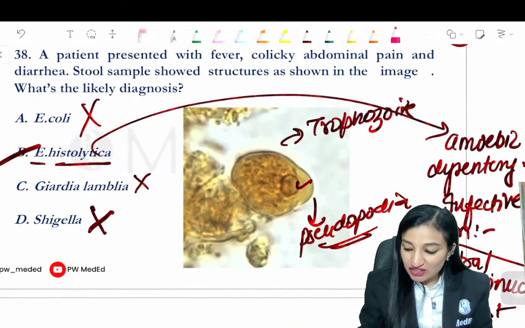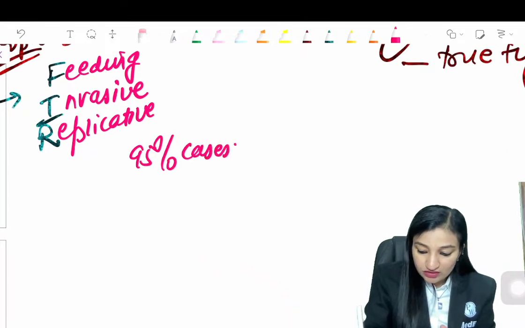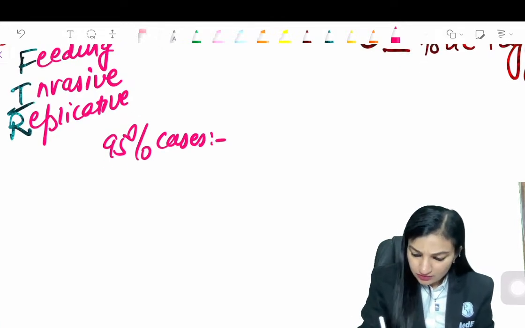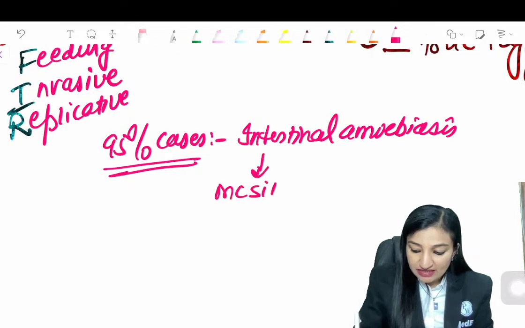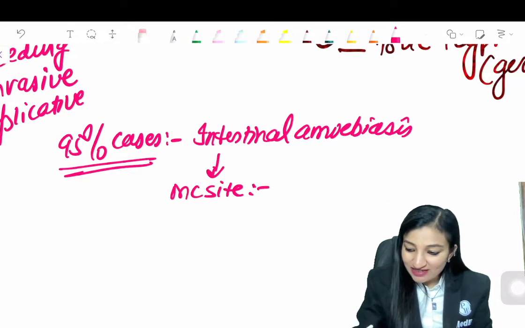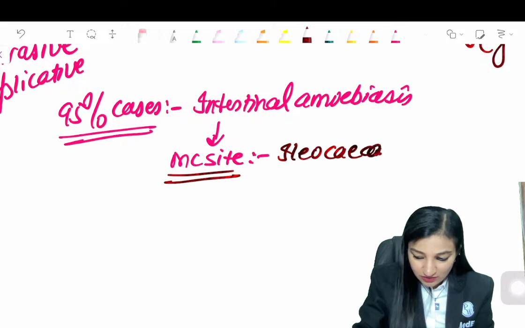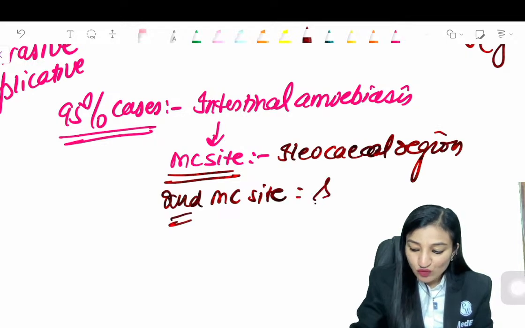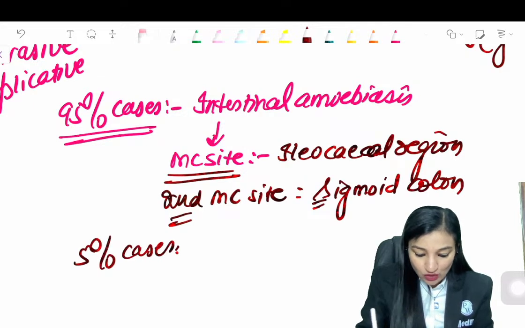Okay, guys. So the causative agent of amoebic dysentery. Now 95% of cases of infection by this organism are of intestinal amoebiasis. And in intestinal amoebiasis, the most common site is the ileocecal region. And the second most common site, S for second, S for sigmoid. So the sigmoid colon is the second most common site.